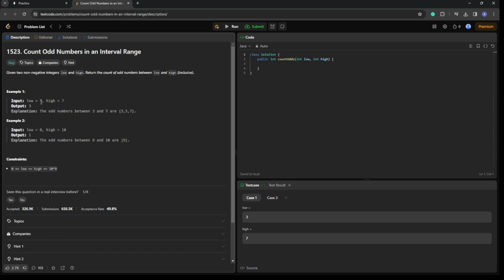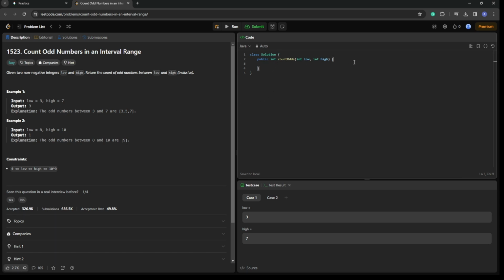So we're given 3 and 7. And odd numbers between 3 and 7 are 3, 5, and 7. And that gives 3 as output. So we said odd numbers are just ones that aren't divisible by 2, right?